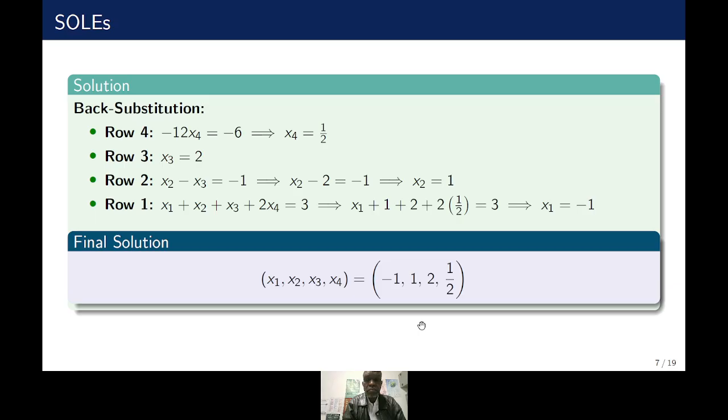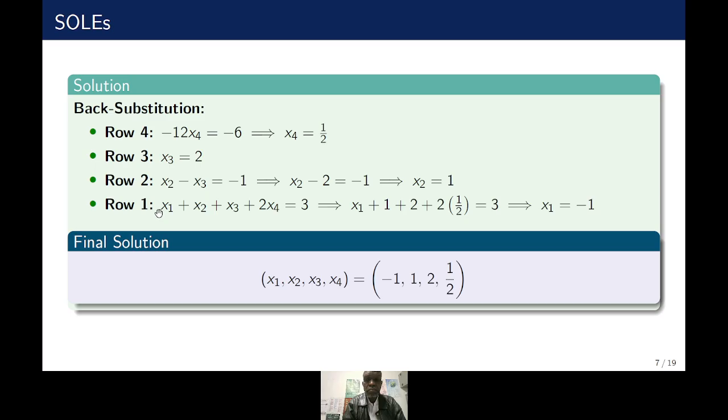Yeah. Row 3, I wanted to go just one up. So row 3 is just equals to 2. Row 2, if you multiply out, remembering that the columns correspond to the respective unknowns, you get this equation, which will give us, because we can substitute for x2 here, that x2 is equals to 1.